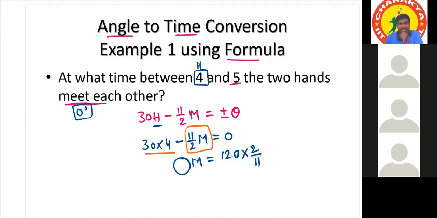Yes, sir. Next step: minus 11 by 2 m equal to 0 minus 30 into 2, 120. Minus 120. Now what will it be? Positive, right? Yes, sir. That is what I have written. Now simplify this: 120 into 2 is 240 by 11.